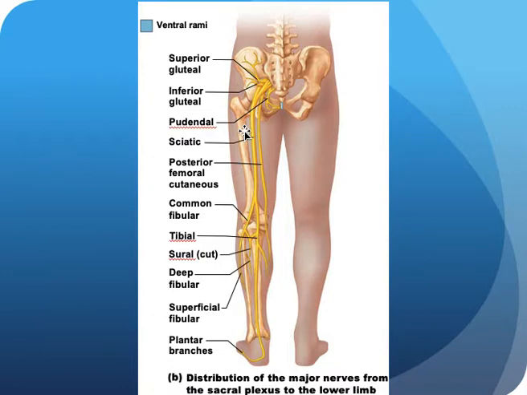And again, for all the extremity stuff, we just want to focus on the main nerves. So radial nerve, ulnar nerve, median nerve, and then I want to know my femoral nerve, my sciatic nerve, my tibial, and then my common fibular, and maybe just that deep fibular.